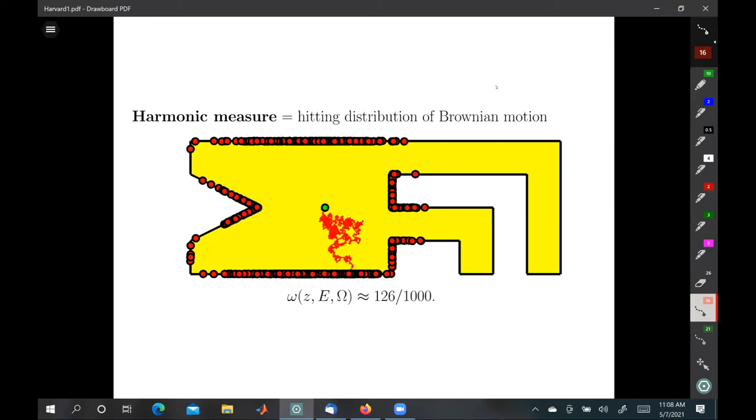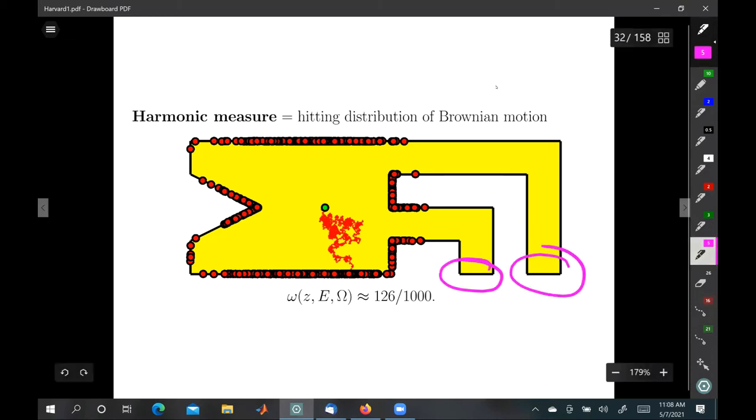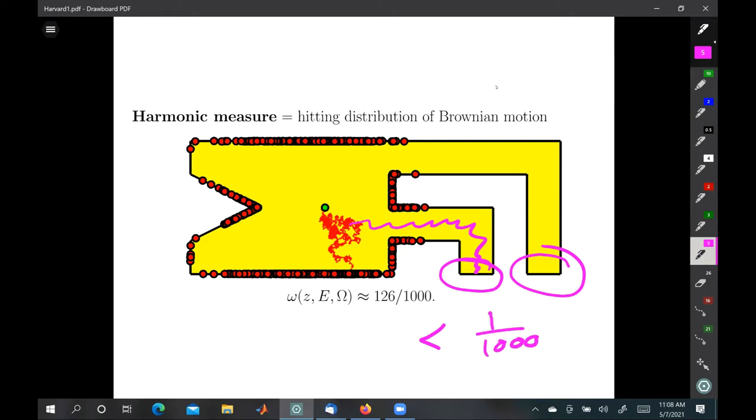However, this is a very, very slow way of estimating the harmonic measure. And you notice that for these edges over here, none of my trials hit them at all. So the harmonic measures of these, the chance that the Brownian motion came in here and hit that, is probably less than 1/1,000, because I did 1,000 trials and didn't observe that at all.